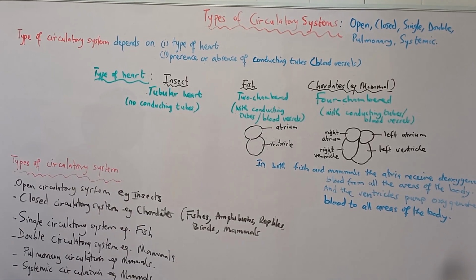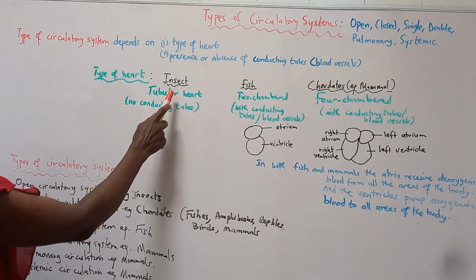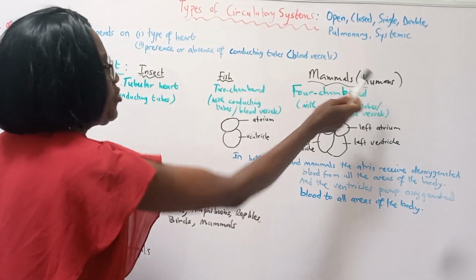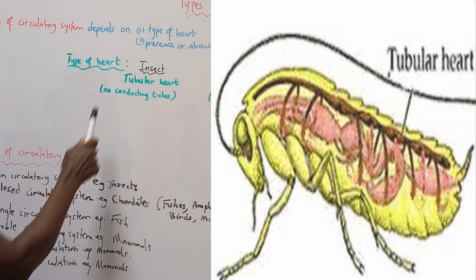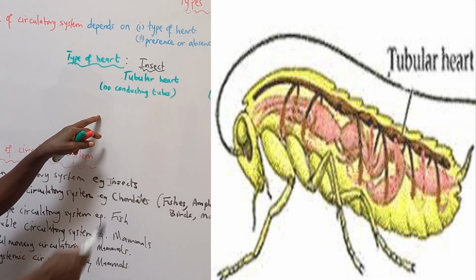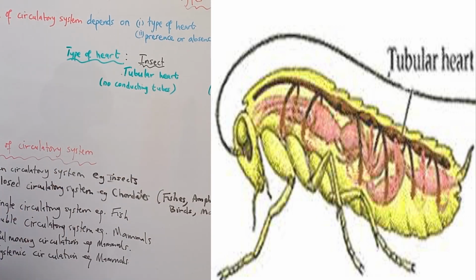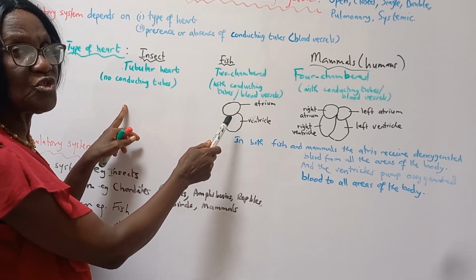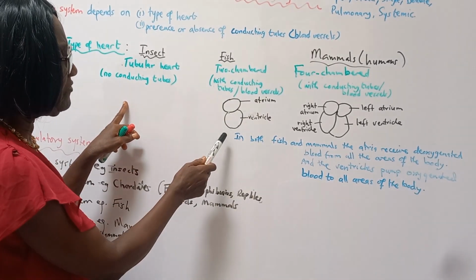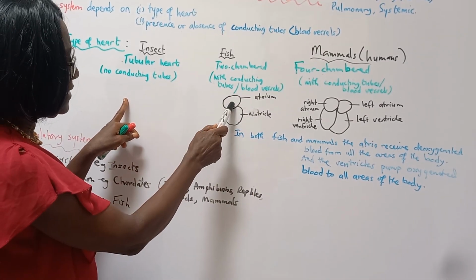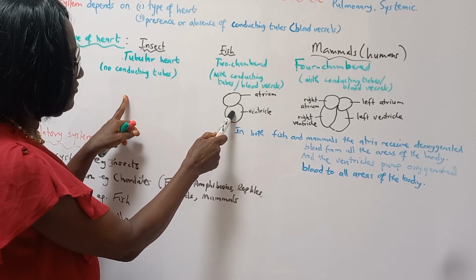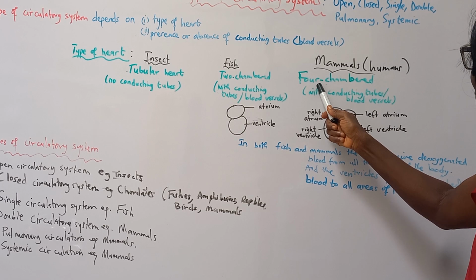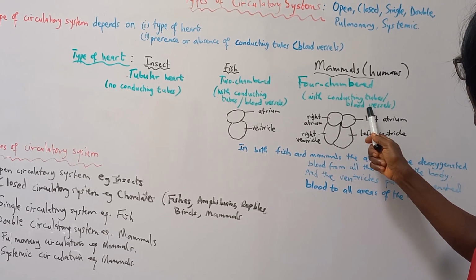Type of heart, we want to look at organisms like an insect, fish, and then mammals, like a human being. Now, the insect has a tubular heart and no conducting tubes. Fish has a two-chambered heart with conducting tubes, and the conducting tubes are blood vessels. Two-chambered, one is an atrium and one a ventricle. Then you have humans, mammals, they have four-chambered hearts with conducting tubes.